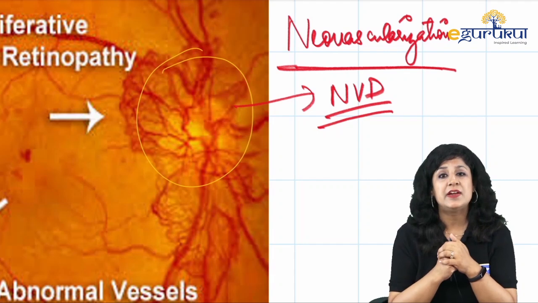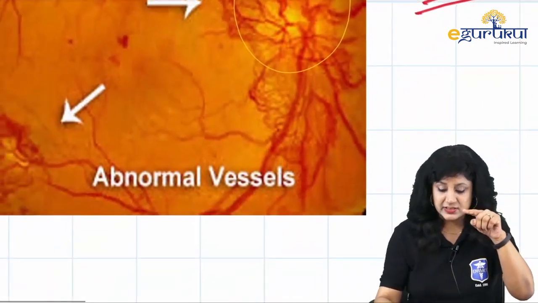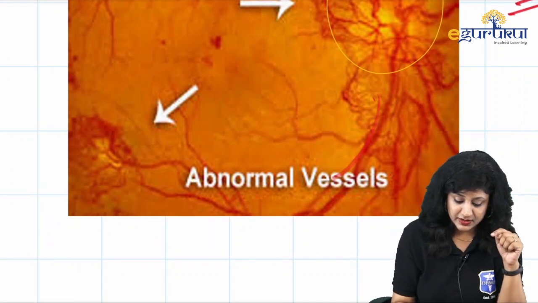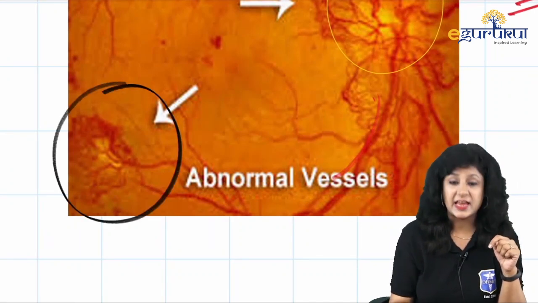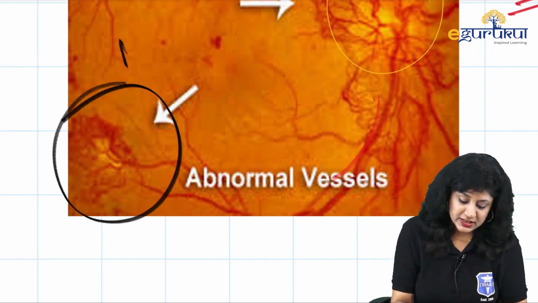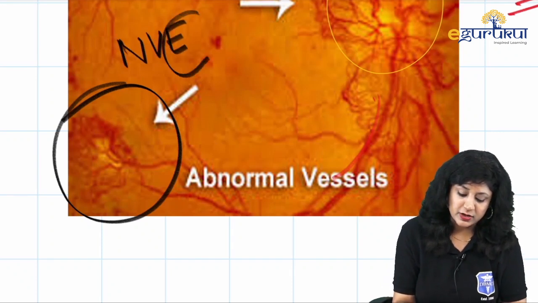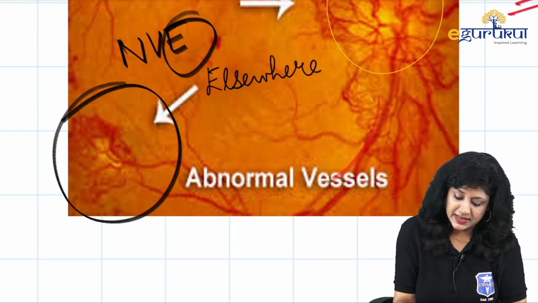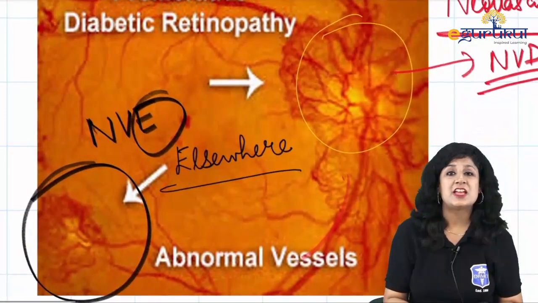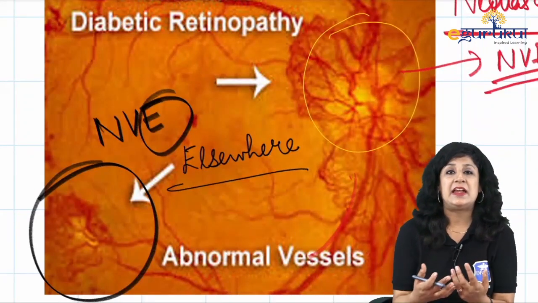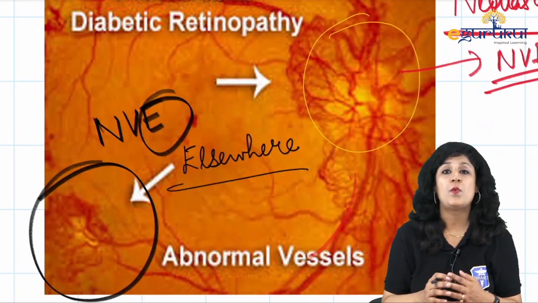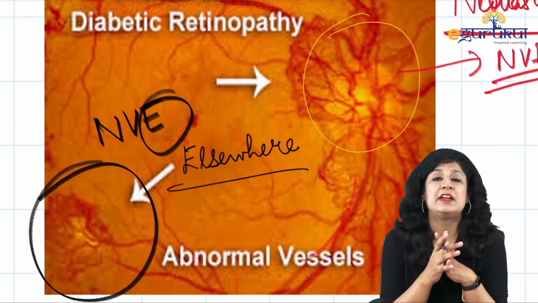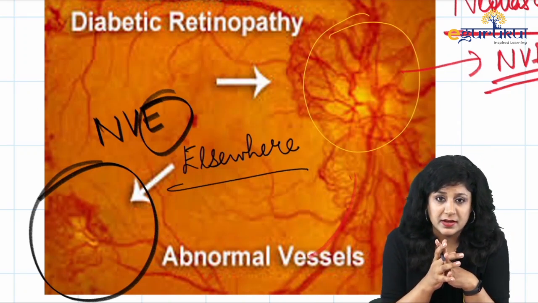This is your NVD. Now if you follow these vessels, can you see the abnormal vessels you are following, and again you are having some branching of the vessels at the terminal end. So this is your NVE. What is E? E is actually elsewhere. So this is a stage where you are having the NVD and NVE. You are having the new vascularization. So I can say that this is the proliferative stage of diabetic retinopathy.